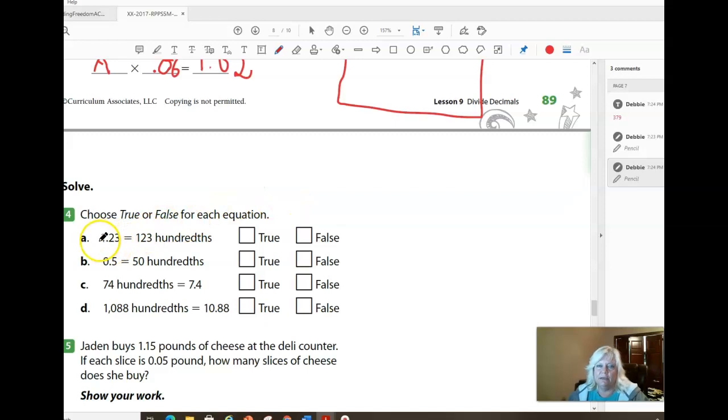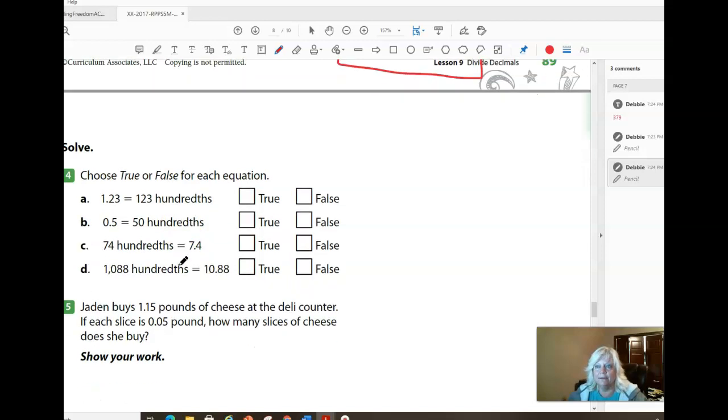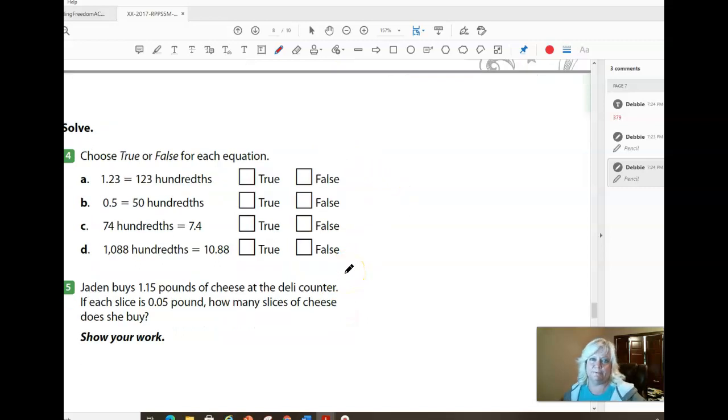True equation. Is 1 2300 the same as having 1 2300? Yes or no? Is 5/10 the same as 50 hundredths? Yes or no? Is 74 hundredths the same as 7 and 4/10? And is 1088 hundredths the same as 1088? You may have to draw those boxes to help you think it through. Focus on what these questions are asking you. No wild guessing. That's not helping you as a math student.